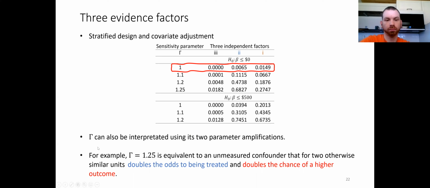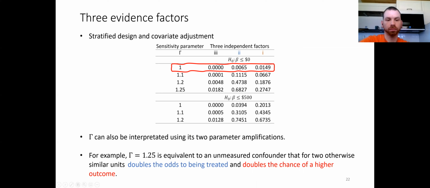But I'll mention that gamma can also be interpreted as 2 parameters. For example, gamma equal to 1.25 is equivalent to an unmeasured confounder that, for 2 otherwise similar units, doubles the odds of being treated and also doubles the chance of a higher outcome. So that's how it connects to both treatment and outcome. Given a value of gamma, you can get these 2 numbers.